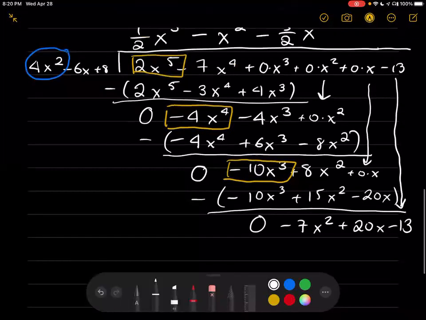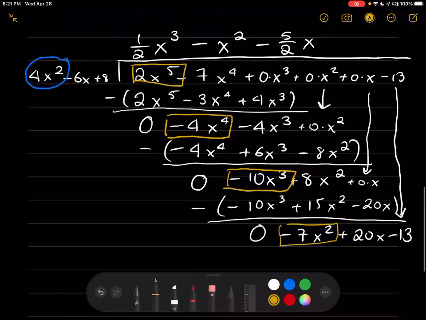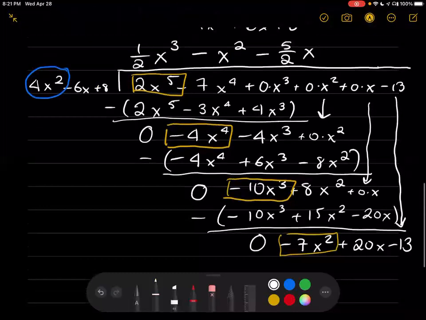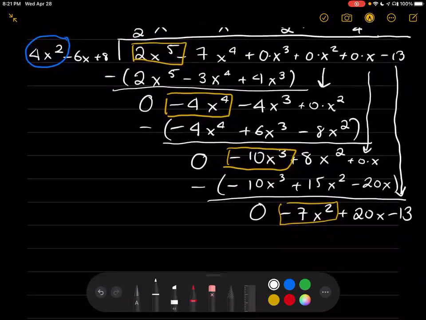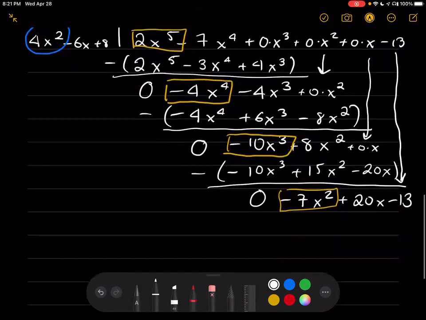All right, same thing again. Look at this term. It looks like we're going to need to multiply something by that 4 to get to a minus 7. I think we need a minus 7/4. So if you multiply negative 7/4 by 4, you get a minus 7. So that looks good. And then we take that minus 7/4 and multiply it by the divisor. And let's see, I think we'll get minus 7x squared plus, and then this is 21 halves x plus 14. Oh no, sorry, that is a minus 14.